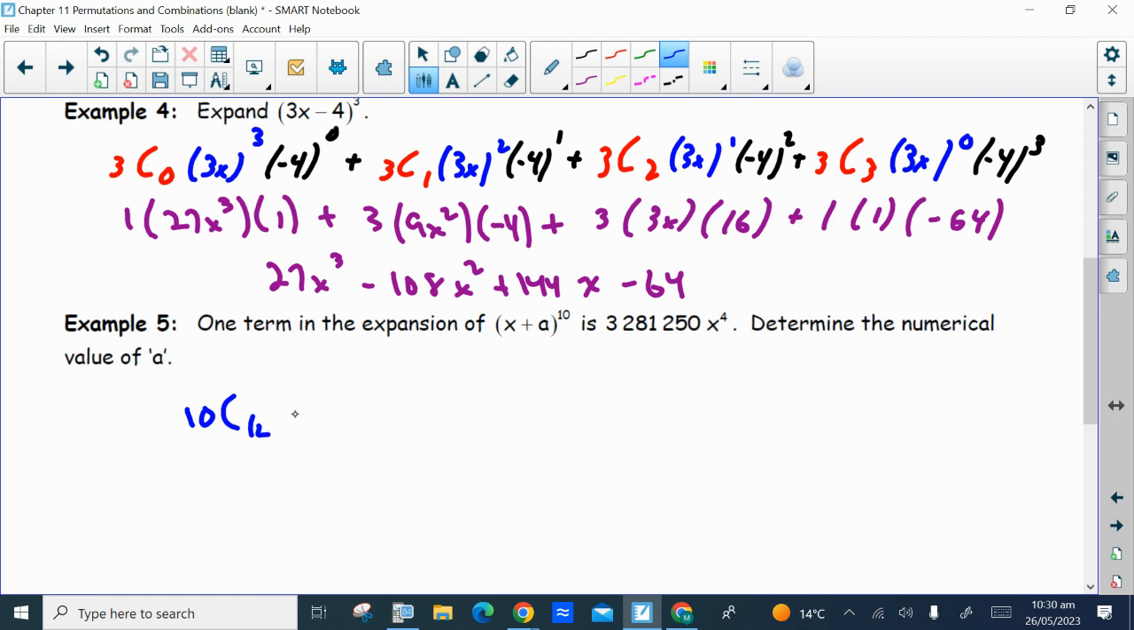So the next part of this will be x to the power n minus k. Again, we know what n is. We need to determine what k is, times a to the power k. And that must equal 3,281,250x to the fourth.